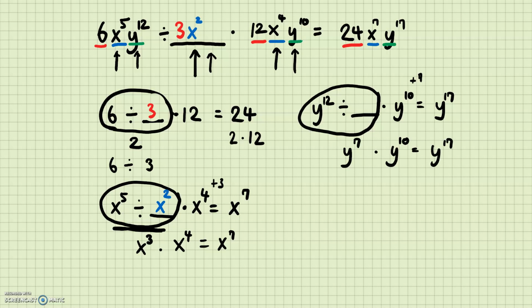Now for this part to be y to the 7th, the part that is blank needs to be y to the 5th here. Let me use my green here. Okay, because 12 minus 5 will give us 7. So our y part would be y to the 5th.